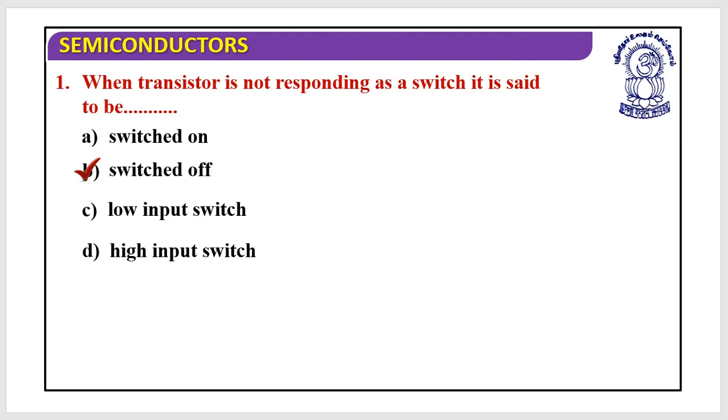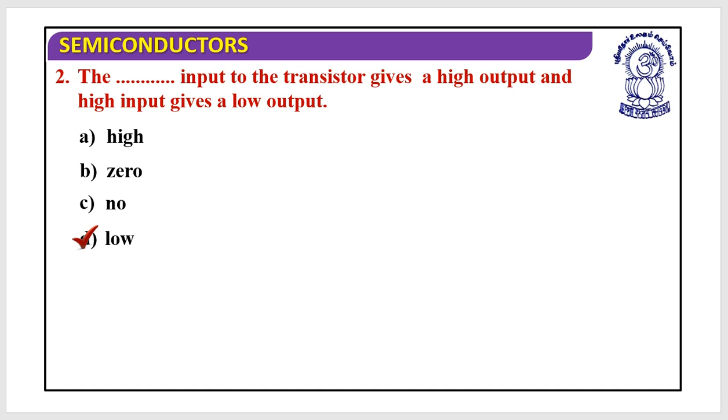Let's have a look. When a transistor is not responding as a switch, it is said to be switched off. Next, the blank input to the transistor gives a high output and high input gives a low output. Yes, the low input to the transistor gives a high output and high input gives a low output. This is correct. I hope this is clear.